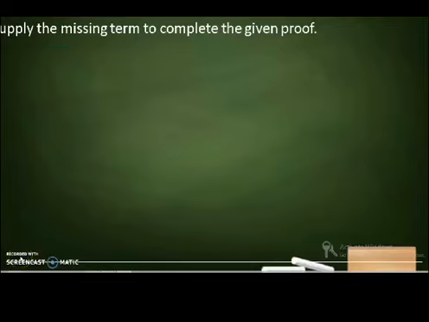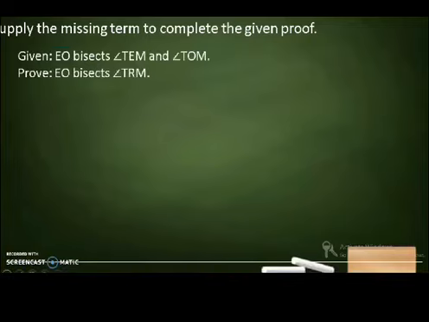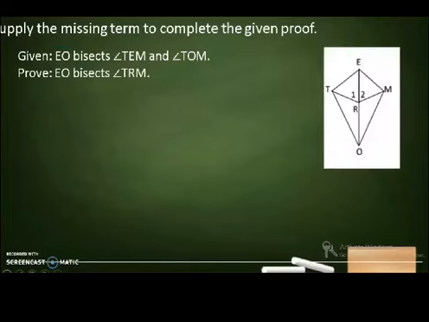Supply the missing term to complete the given proof. We have given segment EO bisects angle TEM and angle TOM. So you need to prove segment EO bisects angle TRM. So we have here the figure. So let's analyze. We have EO bisects angle TEM and angle TOM.